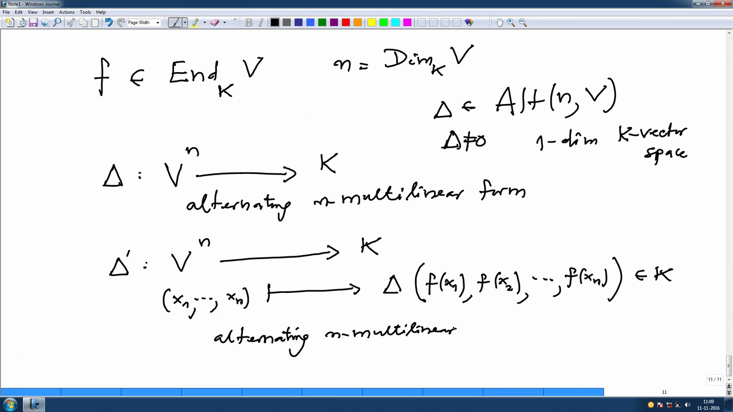So, therefore, if I would have chosen this delta to be non-zero, then this new multilinear form should be a scalar multiple of this. So, therefore, if delta is non-zero, because this is a basis of this alternating space and this is another element, this delta prime has to be equal to lambda times delta for some scalar lambda in K, and not only this, this lambda will be unique. So, moreover, I will write on the next page.